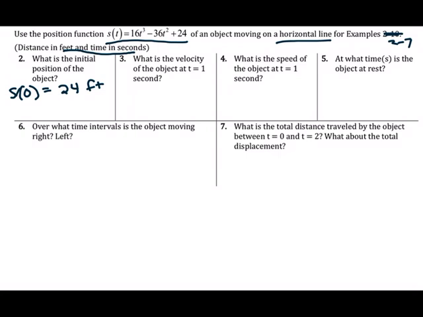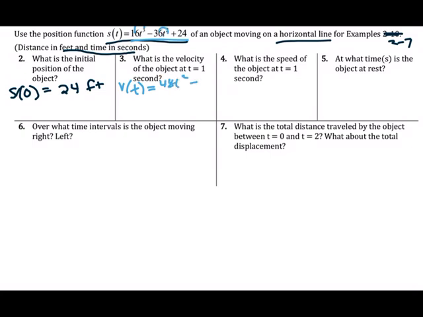Number 3, what is the velocity of the object at 1 second? Well, the first thing that we need to do is figure out what our velocity function is, which means we need to take the derivative of the position function. If I drop 3 down, 3 times 16 is 48, now t to the second power.